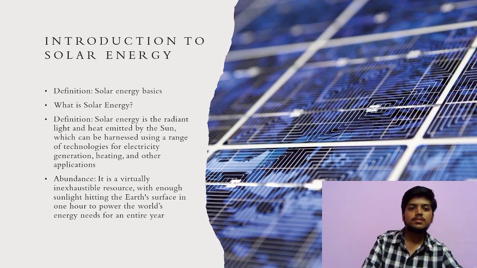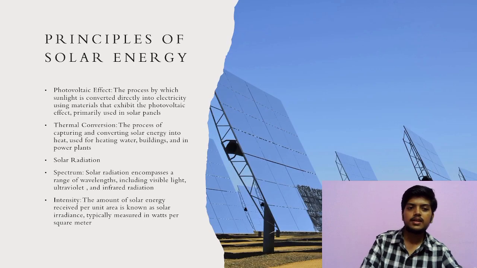Solar energy basics: solar energy is the radiant light and heat emitted by the sun, which can be harnessed using a range of technologies for electricity generation, heating, and other applications. Abundance: it is a virtually inexhaustible resource, with enough sunlight hitting the earth's surface in one hour to power the world's energy needs for the entire year.